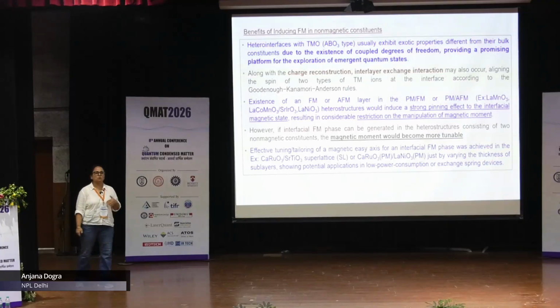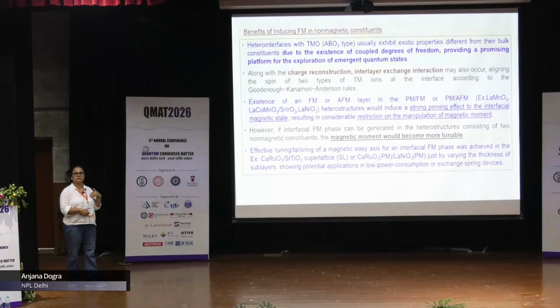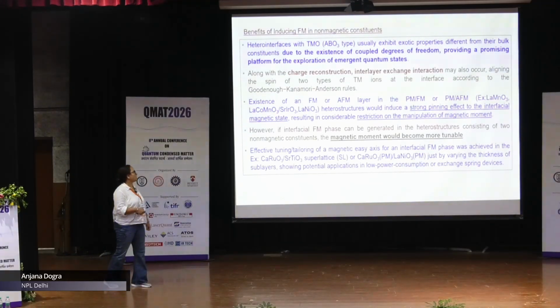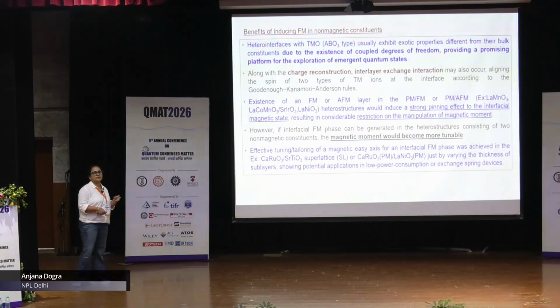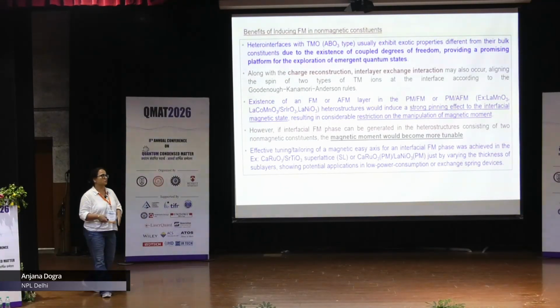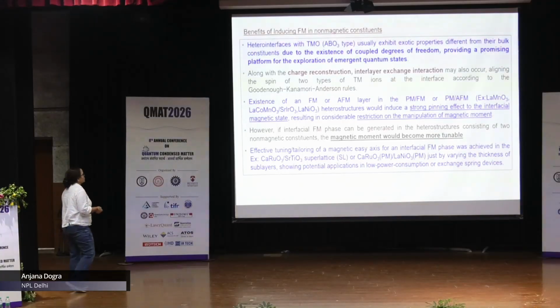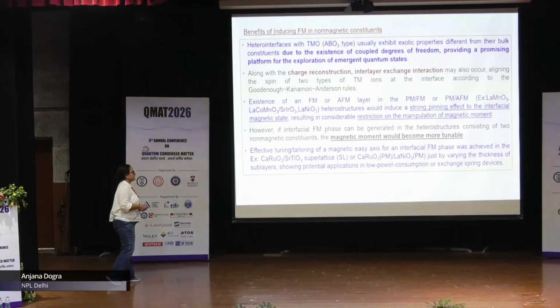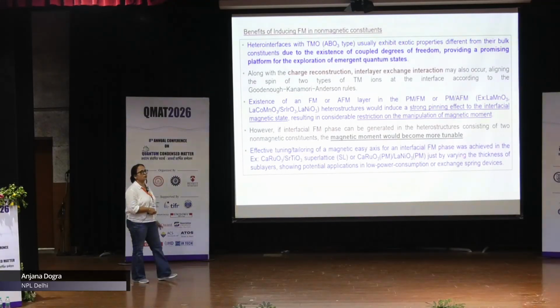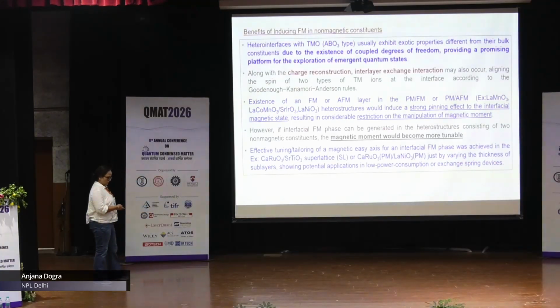If you want to introduce more applications towards quantum states, then you have to avoid such pinning effects. So, how can we avoid it? Basically, we can take layers or superlattices of paramagnetic layer structures. If an interfacial ferromagnetic phase can be generated in a heterostructure consisting of two non-magnetic constituents, the magnetic moment would become more tunable. That is the major purpose of this work.